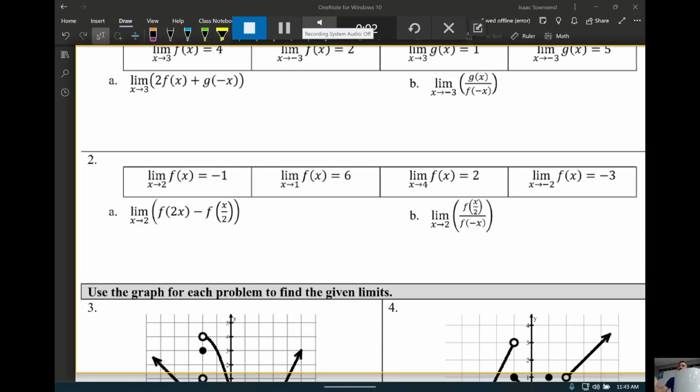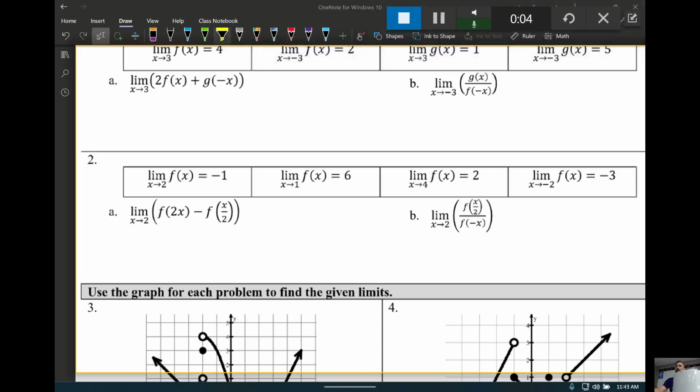Okay, so again, this whole assignment is about the properties of limits. So basically, add, subtract, multiply, and divide, we talked about this works as add, subtract, multiply, or divide. So I'm going to do this separately. I'm going to think of this as the limit as x approaches 2 of f of 2x minus, because there's a minus sign here, the limit as x approaches 2 of f of x over 2. So we just do them separately and then slap a minus sign in the middle because it says subtract them.